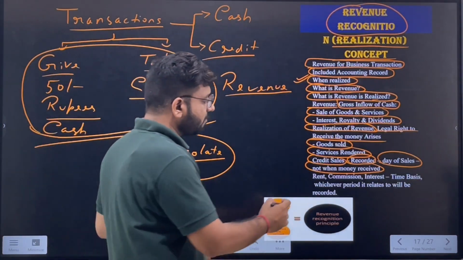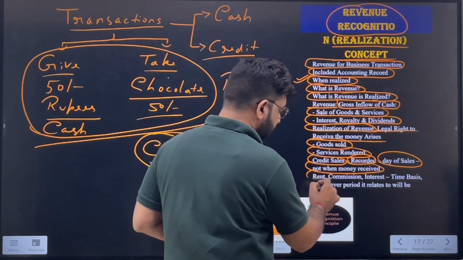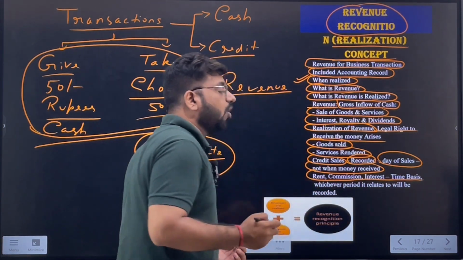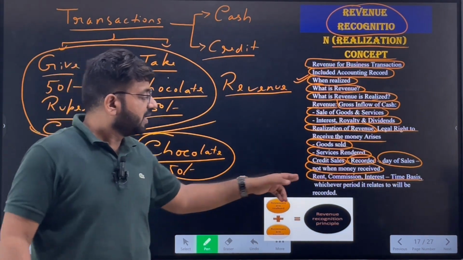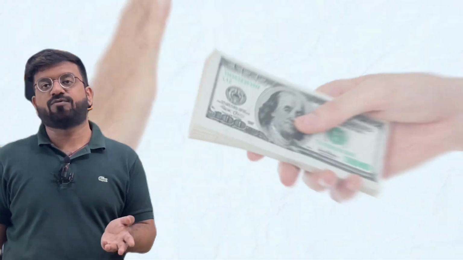Okay. Next. Now rent, commission, and interest are all recorded on a timely basis, because rent has to be paid on a monthly basis. We don't have to pay it on a daily basis. We pay an area's rent on a monthly basis. So it will be on the monthly basis that we recognize the revenue.